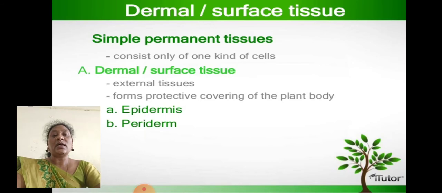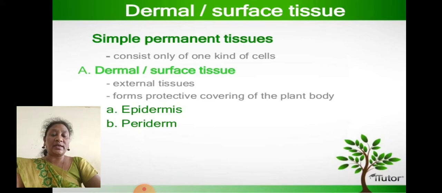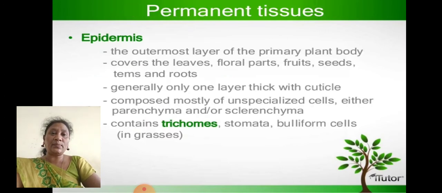These are dermal surface tissues, the external tissues forming the protective covering of the plant body, which gives us protection. They are the epidermis and periderm. These are the protecting tissues in the plants.